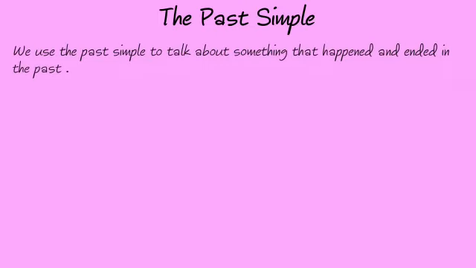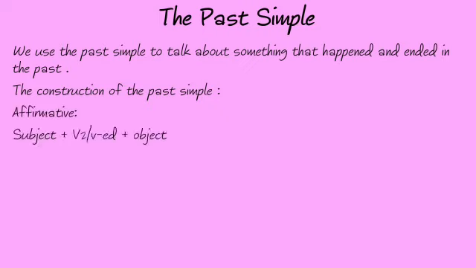And the second thing that we will do a revision for is the past simple. Now we'll see what's the function of the past simple, or when we use the past simple. We use the past simple to talk about something that happened and ended in the past. أي نحن نستخدم الماضي البسيط حتى نتحدث عن شيء حدث وانتهى في زمن الماضي. The construction of the past simple in the affirmative في حالة الإثبات: subject plus verb 2 or verb ed plus the object.